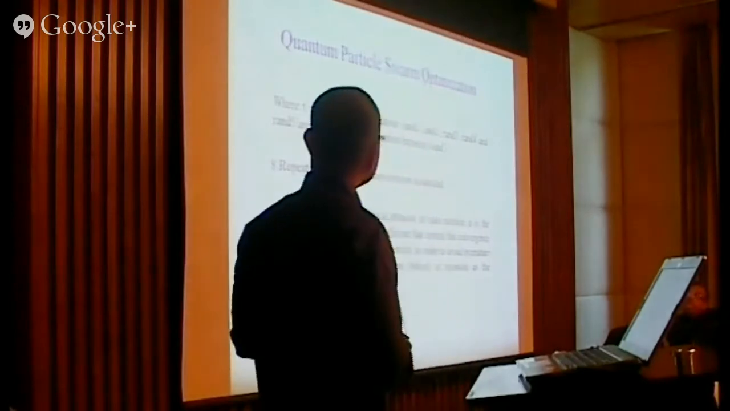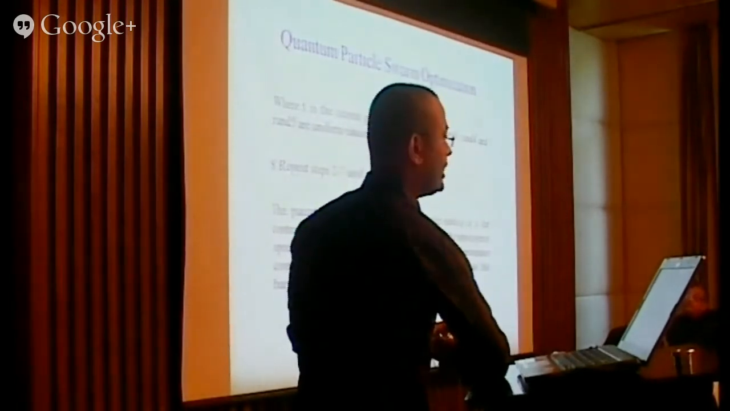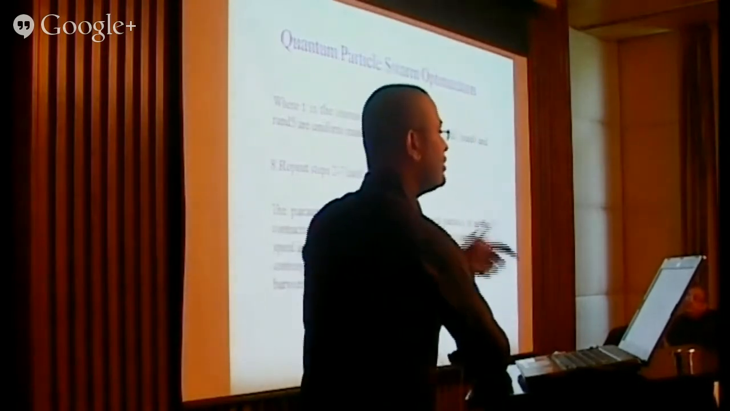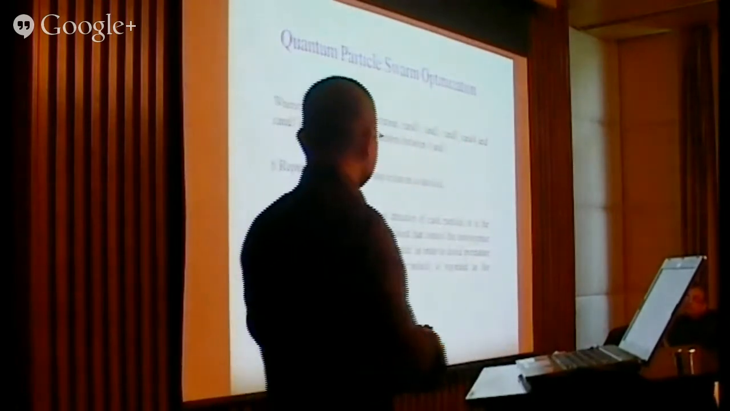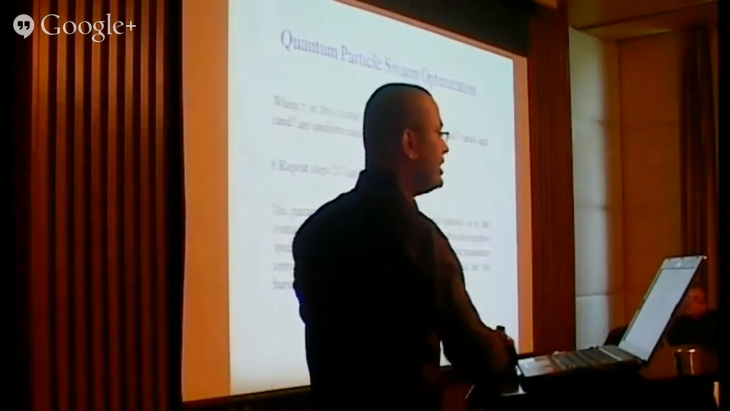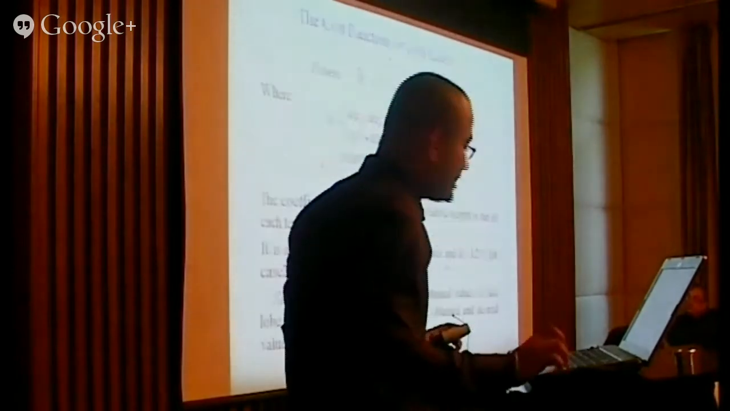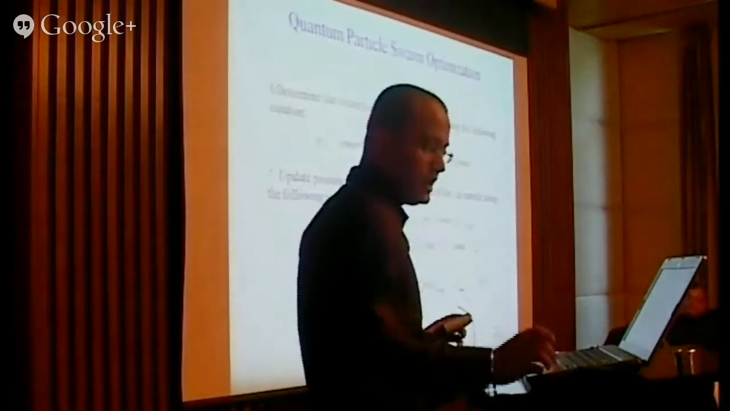Now t is the current generation. Random 1, random 2, random 3, random 4, and random 5 are uniform random numbers between 0 and 1. In the last stage, repeat steps 2 to 7 until the stopping criterion is satisfied. Here, in the last slide, we discussed p, where p is the vector of the focus.